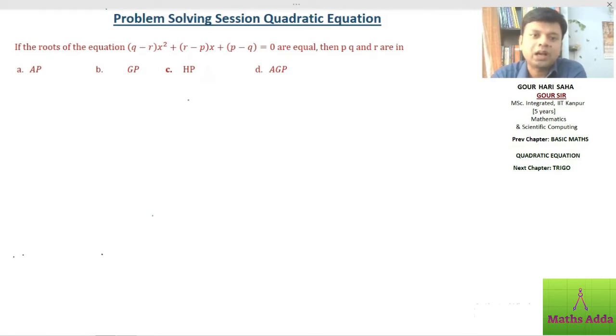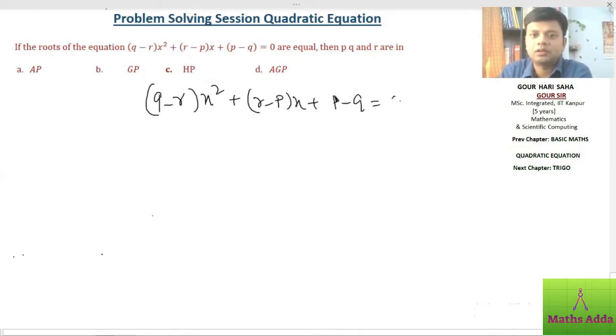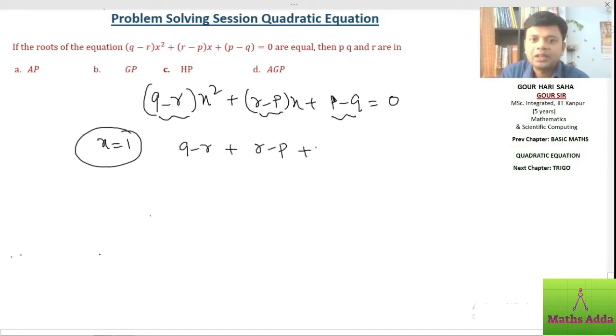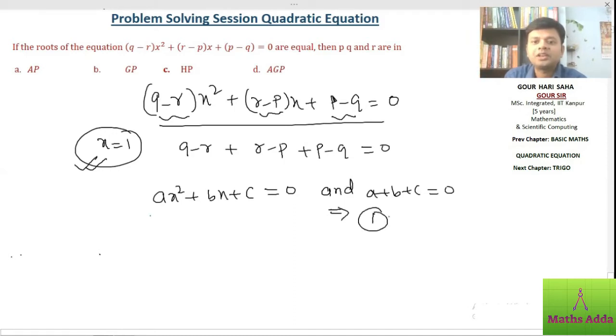So both the roots are equal. I see Q minus R x square plus R minus P x plus P minus Q equal to 0. Now look at this coefficient, this and this. If you add them, it becomes 0, right? So if you put x equal to 1, then it becomes Q minus R plus R minus P and then P minus Q, which is equal to 0. Left hand side is 0, this means x equal to 1 satisfies this, right? So whenever ax square plus bx plus c equal to 0 and a plus b plus c equal to 0, this means 1 is automatically a root.